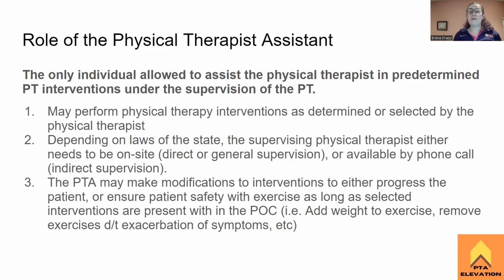The PTA may also make modifications to interventions to either progress the patient or to ensure the patient's safety with exercise, as long as the selected interventions are within the plan of care. So what does this mean? If I see my dude is blowing through level 1 step-ups, I can say, all right, we're going to level 2. Sounds good. I see that it's safe and it's going to progress the patient towards his goals of being able to navigate stairs independently and have strong enough quads that he will score higher on his MMTs for knee extension. Cool, I can do that.